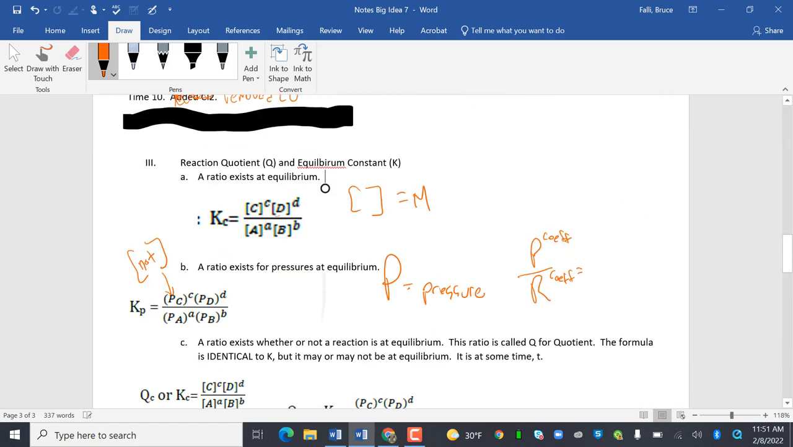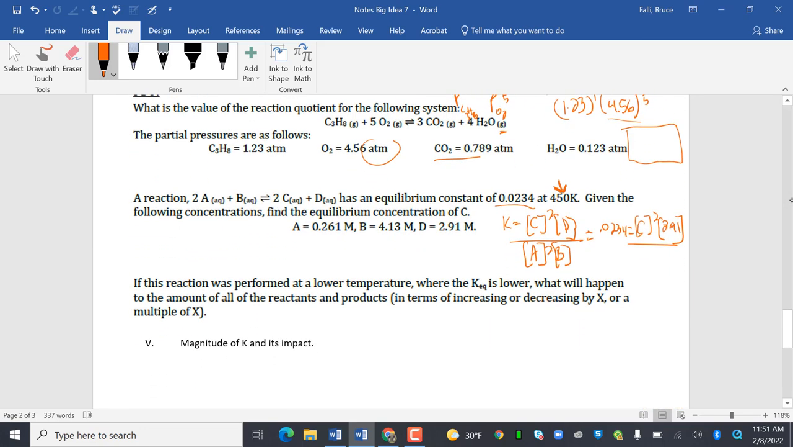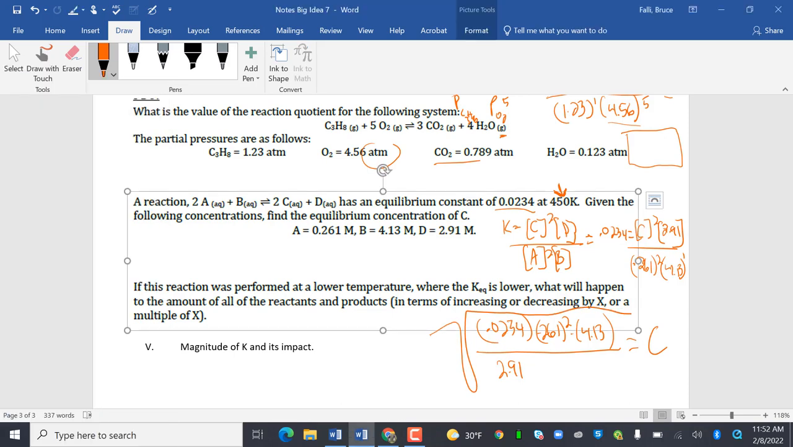And then C is missing. So I'm going to have C squared. And then D is 2.91 over A squared, 0.261, times B, which is 4.13 to the first. So then what I would do is 0.0234 times 0.261 squared times 4.13. I'm just solving for C squared. All over 2.91 equals C squared. And I'll take the square root of that. I'll leave it in that wonderful root form.